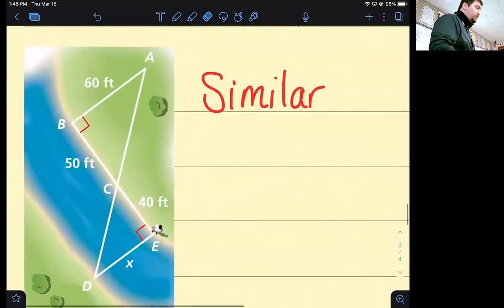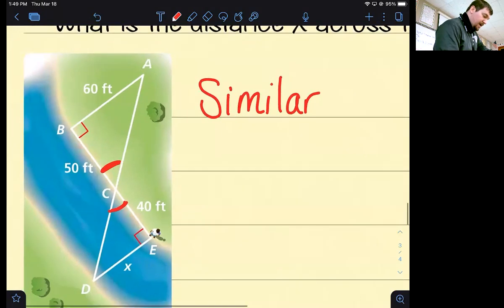Okay, so now that we've proven the triangles are similar, we know that the sides are proportional. I need to figure out which sides correspond with each other so I can write the right proportion. To make sure I don't mess this up, I'm going to use 50 first, which is between the right angle and the vertical angle. On the other triangle, what side length is between the right angle and the vertical angle? 40. Okay, so I want to make sure I have it set up right.